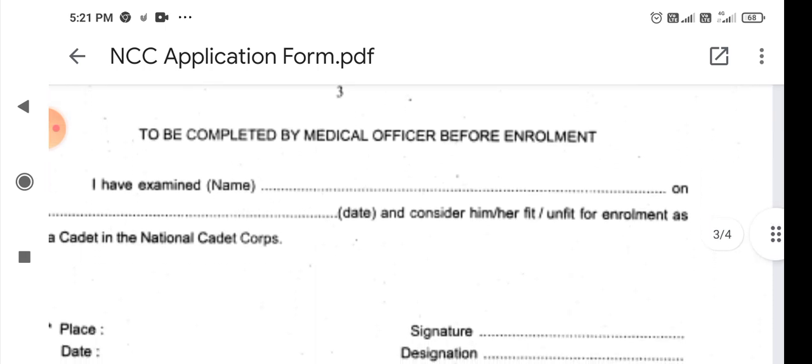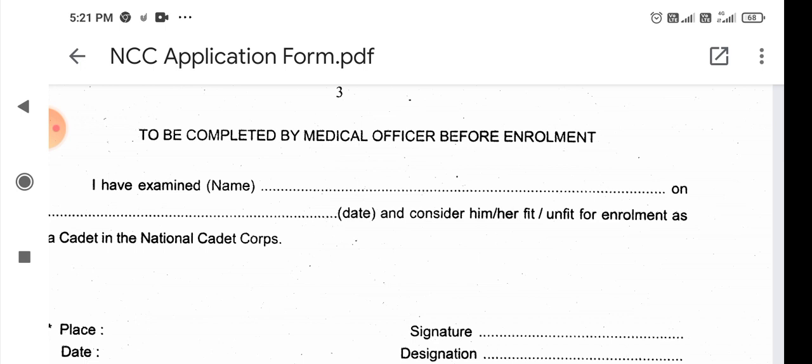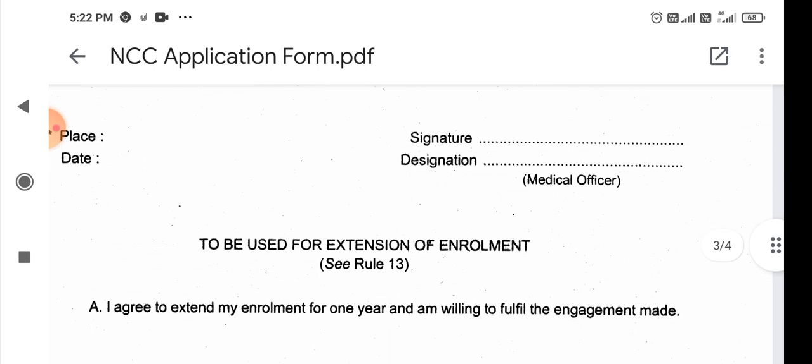Then this is very important. Medical certificate from a medical officer, preferably from a government medical college or government hospitals, is required for this purpose.